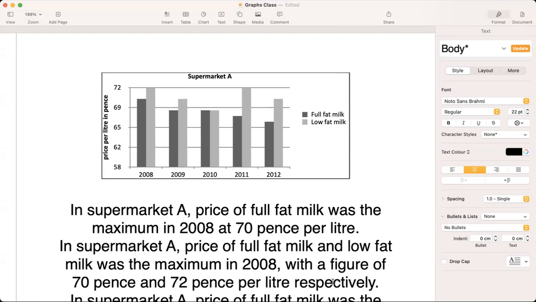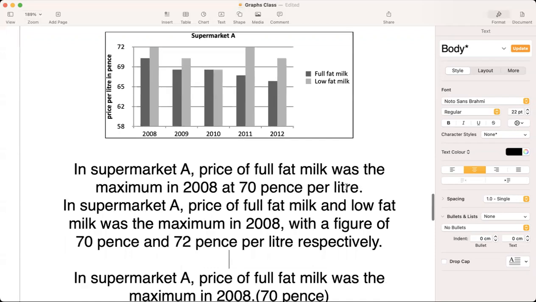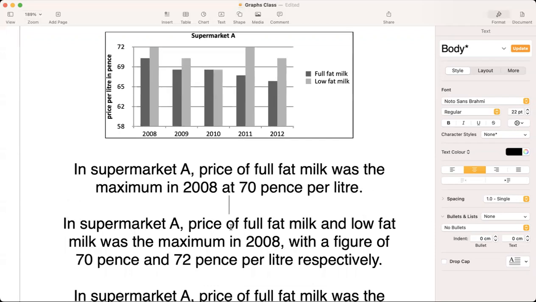Okay, sir. Not super complex. It's easy. See, I'll tell you, it's really simple. I didn't do much. Dekho. When I wrote the price of full fat and low fat was the maximum, pehle maine likh diya, both the prices were maximum. Which year? This is a simple compound sentence. I would not make it complex, not compound, complex. So both of them were the maximum in 2008. Clear? This much. Then with the figure of, and what was the figure? 70 pence for full fat and 72 pence for low fat, respectively per liter. Is it clear?